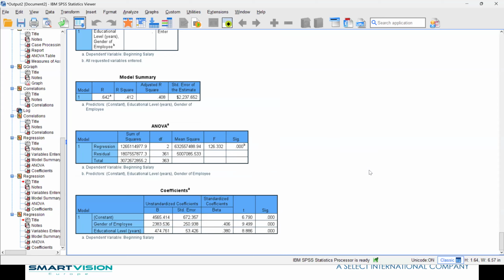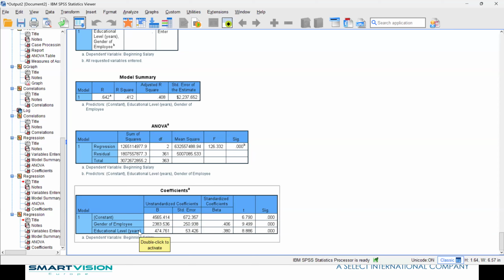And when we look at the coefficients here, we end up with a more complicated formula where it says, okay, if they're a woman, you need to add on 2,383, and then you multiply their years of education by $474, and then at the end you add on a constant of 4,565, and that's your prediction for their starting salary. And if they are men, you add on two times 2,383. You add for every year of education $474, and then you add on your constant at the end, and that will be the prediction for the men.